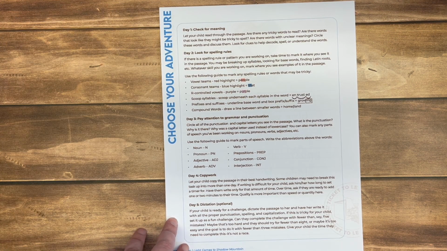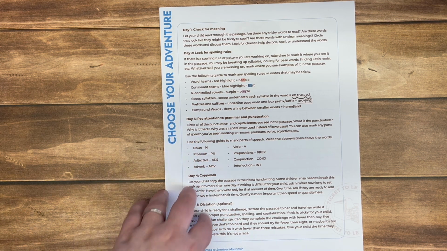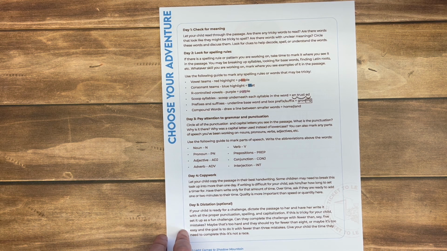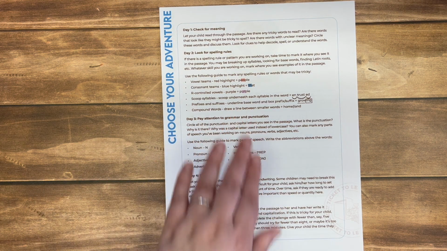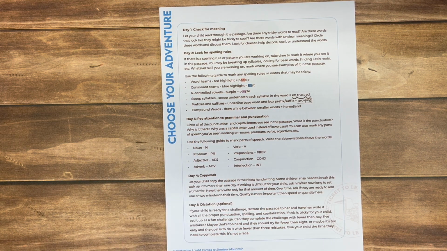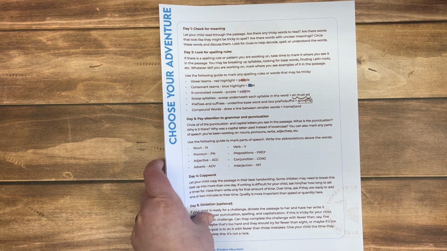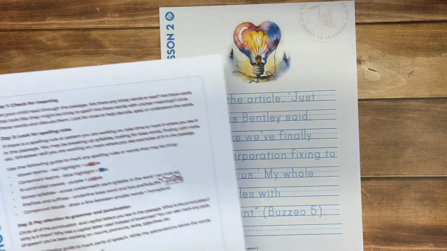We've also included pages for spelling and copywork. If you want to get the most out of these pages, we've given a sample of how you can break down the days as you look at the passage and spend 1 week covering each passage. You can use this to check for meaning, work on spelling rules, hone in on grammar and punctuation, and then you can use it for copywork and or dictation.